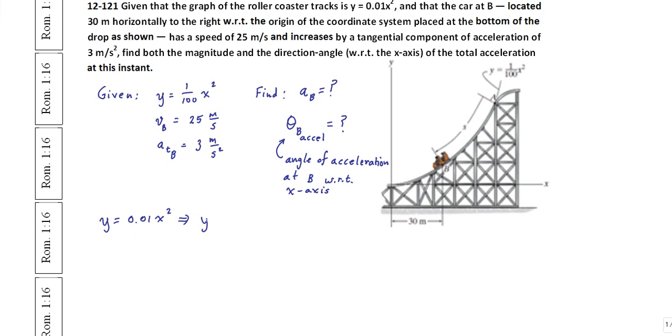So y prime is equal to, notice that the 2 comes out in front, so it becomes 0.02 x, and then you knock down the power of x by 1, so 2 minus 1 is 1, so x to the first power. Then let's take a second derivative of this. If you do one more derivative, it's just going to be a constant 0.02. And you may say, well, why did you do that? I'm going to explain the reason for that in just a second.